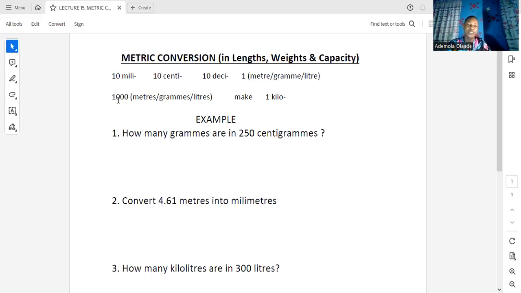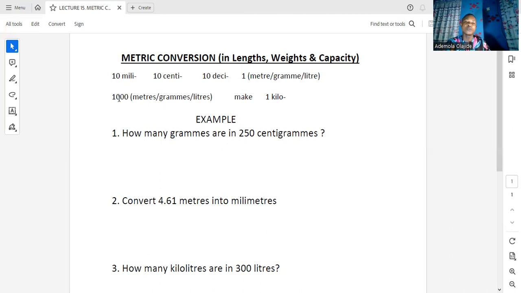So from their conversion, it is 1,000. All these units here, their 1,000 will be equal to their kilo form. For example, 1,000 meters equals 1 kilometer. 1,000 grams equals 1 kilogram. 1,000 liters equals 1 kiloliter. So in this case, what you simply say is, how many kiloliters are in 300 liters?